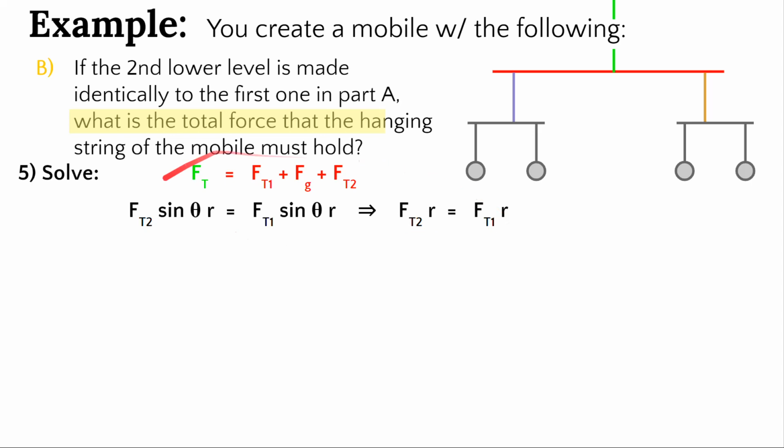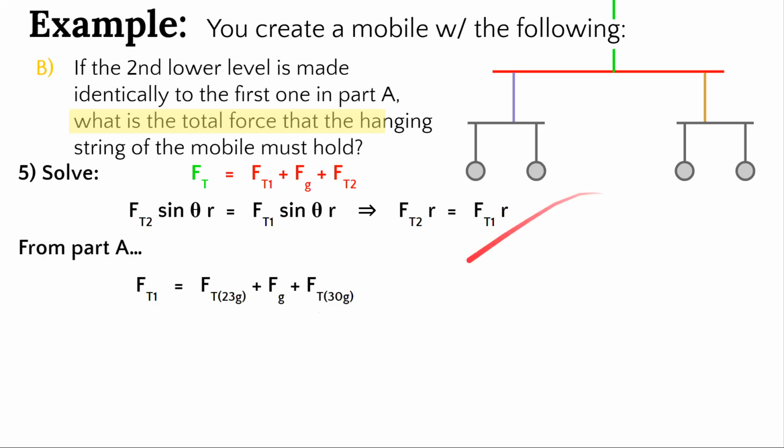So I have these pieces of information. Remember, from part A, we found that Ft1 was equal to the force of tension from the 23-gram object plus Fg plus the force of tension from the 30-gram object. That was equal to this force in the string. And of course, since these are equal to each other, it's also equal to Ft2. So we can go back to the stuff from part 1 as well, because you're going to have to work your way up the mobile when you do these calculations, each level one at a time.